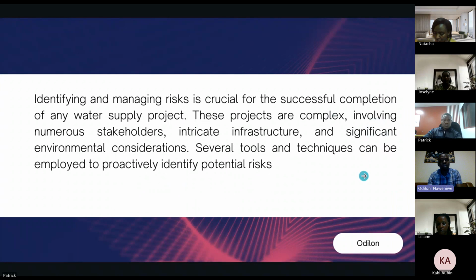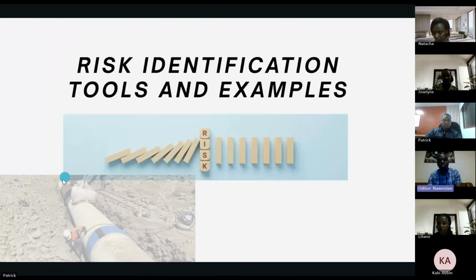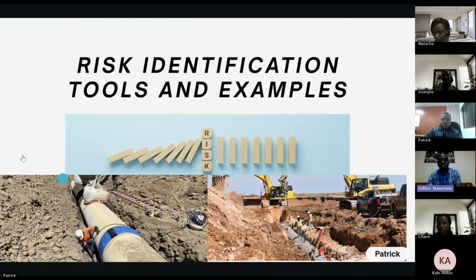Identifying and managing risks is crucial for the successful completion of any water supply project because these projects are complex, involving numerous stakeholders, infrastructures, and significant environmental considerations. Several tools and techniques can be employed to proactively identify potential risks. So I call upon my colleague, Patrick, to continue with risk identification tools and examples.